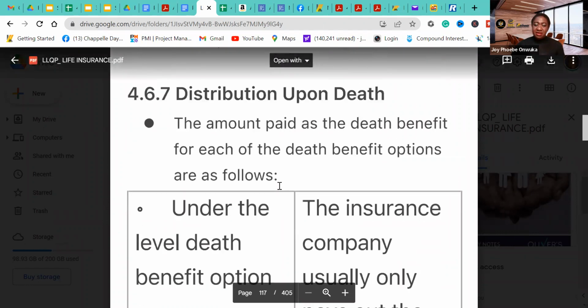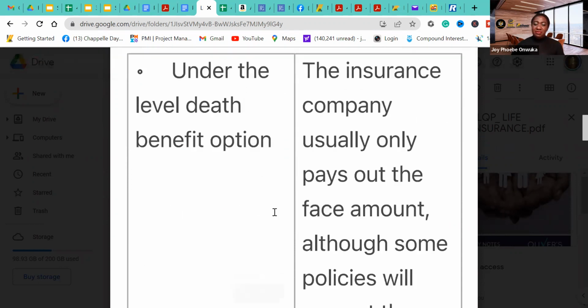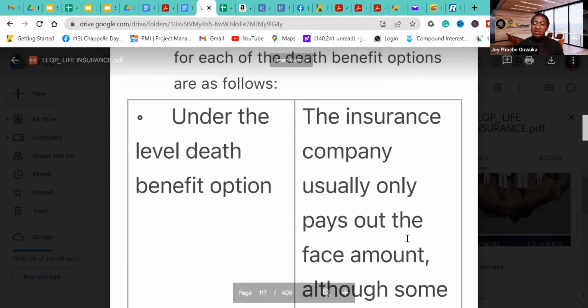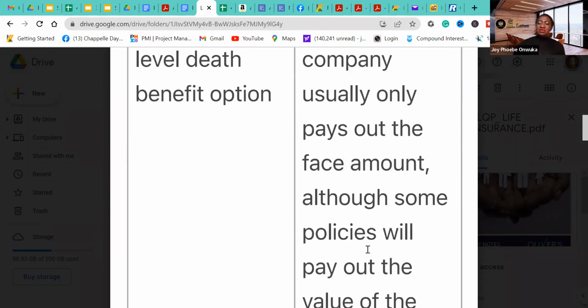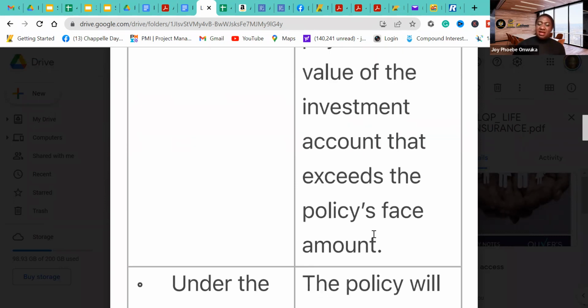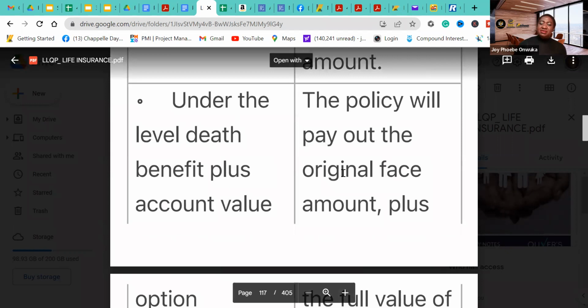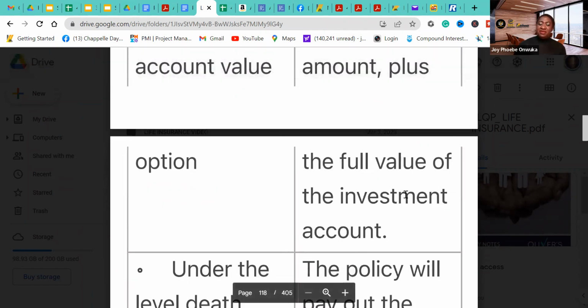Distribution upon death. The amount paid as the death benefit for each of the benefit options is as follows. Under the level death benefit, the insurance company usually only pays out the face amount, though some policies will pay out the value of the investment account that exceeds the policy's face amount. Now, under the level death benefit account value option, the policy will pay out the original face amount plus the full value of the investment account.